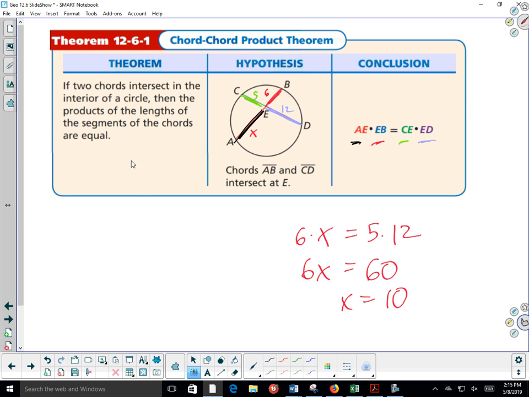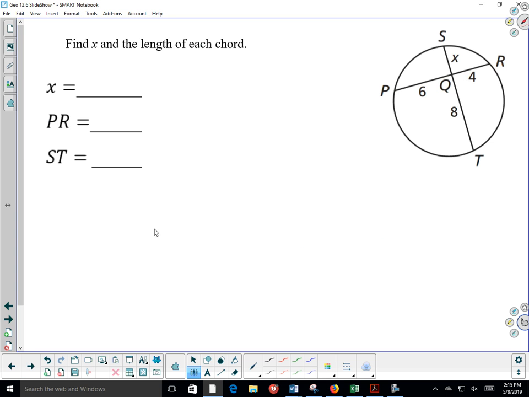All right, let's do a little bit more practicing with this. In this case, we've got this diagram. Is this on your notes? How am I going to find the length of x here, Devin? 8 times x has to equal 4 times 6. So 8x equals 24. So x equals 3.